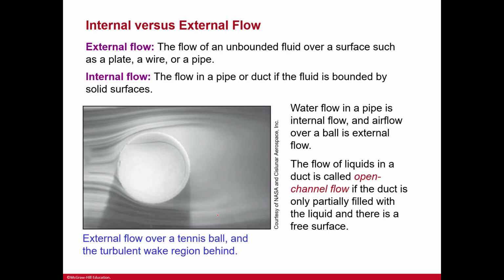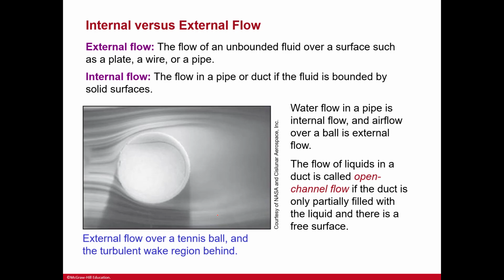External flow is the flow of an unbounded fluid over a surface such as a plate, wire, or pipe. Okay? And then internal flow is the flow in a pipe or a duct if the fluid is bounded by a solid surface. So the flow of an unbounded fluid over a surface such as a pipe, wire, or plate, it's just external to something. The wind over a wing is external. Okay? The gas being expelled from your dryer is an external flow.